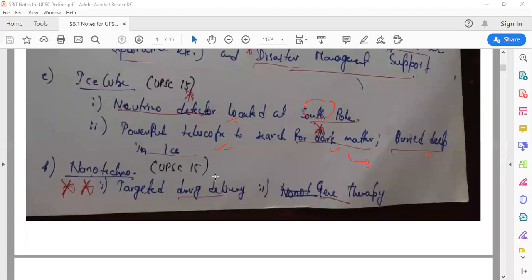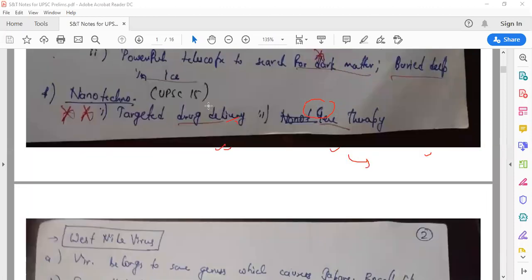Now let's talk about nanotechnology. And again, why is nanotechnology important? Because it is a specific topic in UPSC GS3 mains. So what is the topic name? The topic is awareness in the field of IT, space, which we have talked about earlier, robotics, and nanotechnology. They have specifically given this word nanotechnology in your GS3 syllabus. So that's why it is very important.